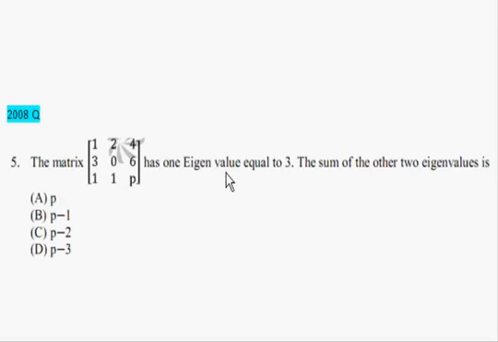The matrix has one eigenvalue 3. The sum of the eigenvalues is equal to the sum of the leading elements. So 1 plus p is equal to 3 plus lambda 1 plus lambda 2. So lambda 1 plus lambda 2 is equal to 1 plus p minus 3. So p minus 2 is the correct answer. C is the correct answer.